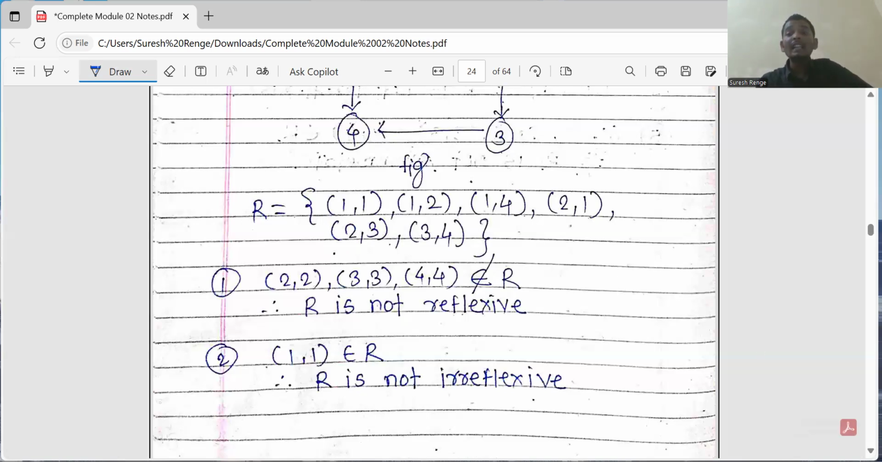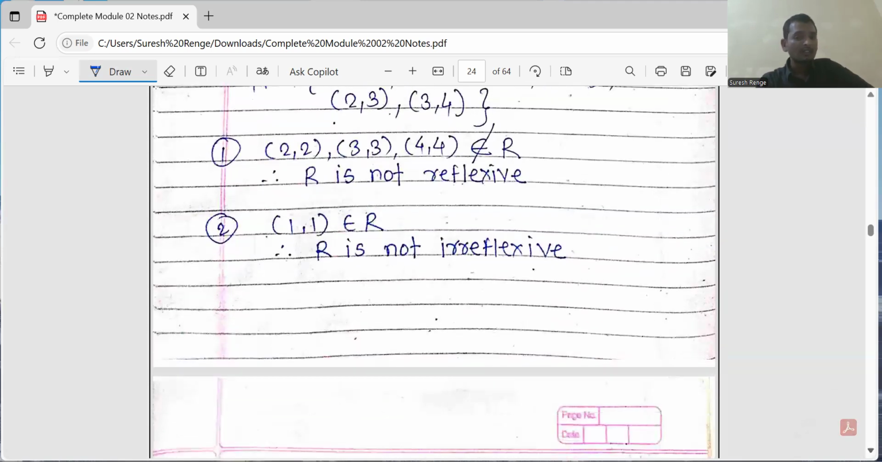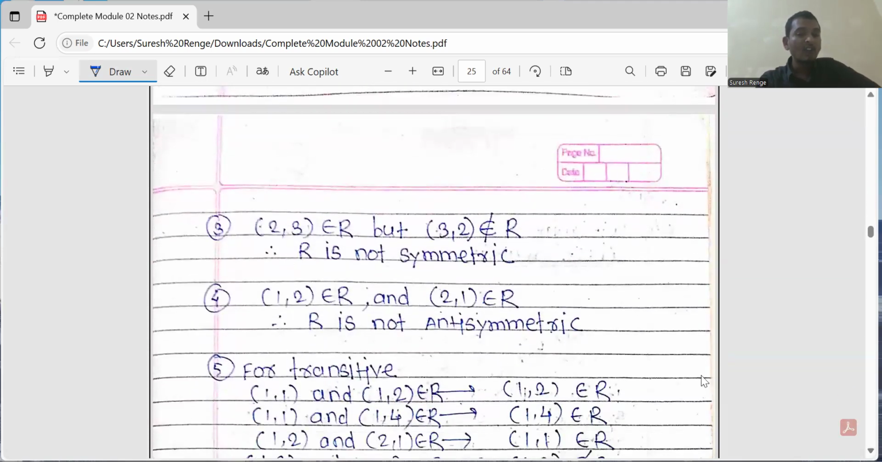Therefore, we comment that the relation is not a symmetric relation. What is meant by an anti-symmetric relation? An anti-symmetric relation means the symmetric property does not hold for that relation, simply.